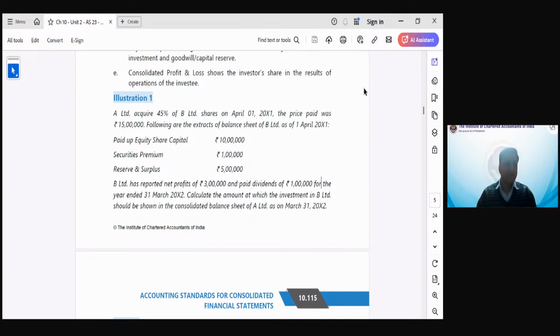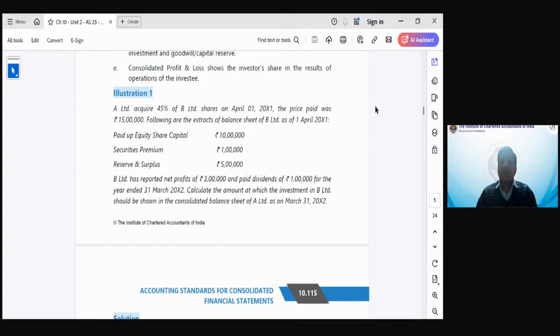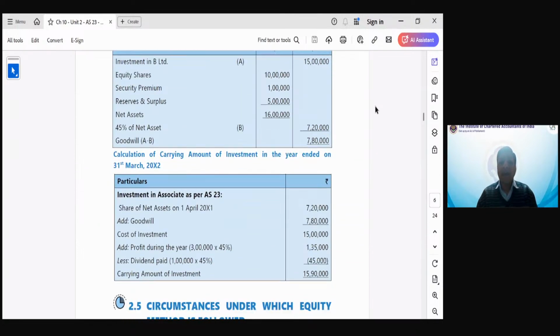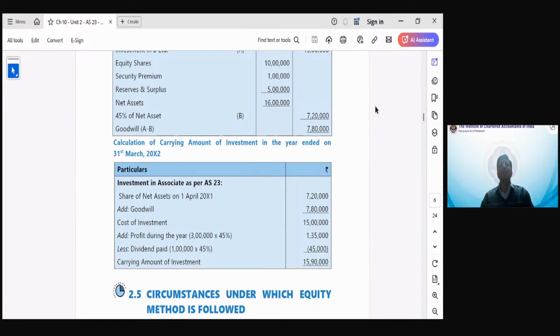Correct? 2 lakhs. Okay. Now, if the net assets have increased by 2 lakhs, then the proportionate share of 2 lakh, what is that? 90,000. That will get added to the cost of investment with which we started, which is 15 lakhs. So what is going to be your closing balance as at 31st March X2? That will be 15 lakhs 90,000. Okay. Clear on this? Everyone clear?